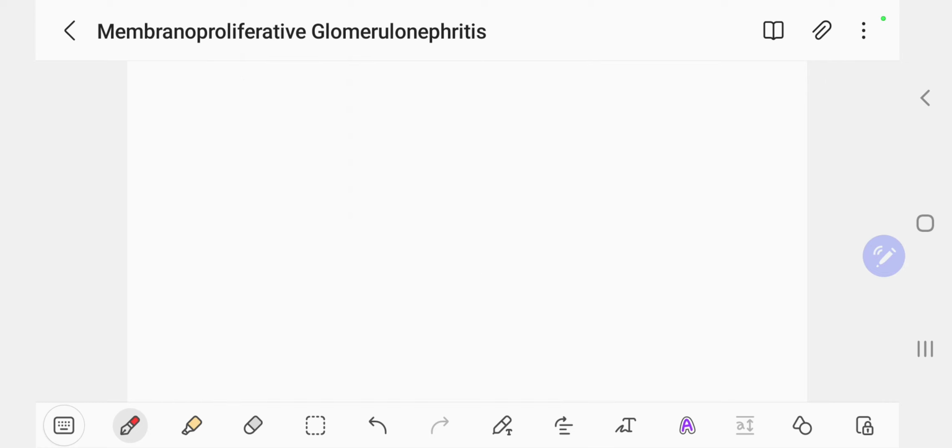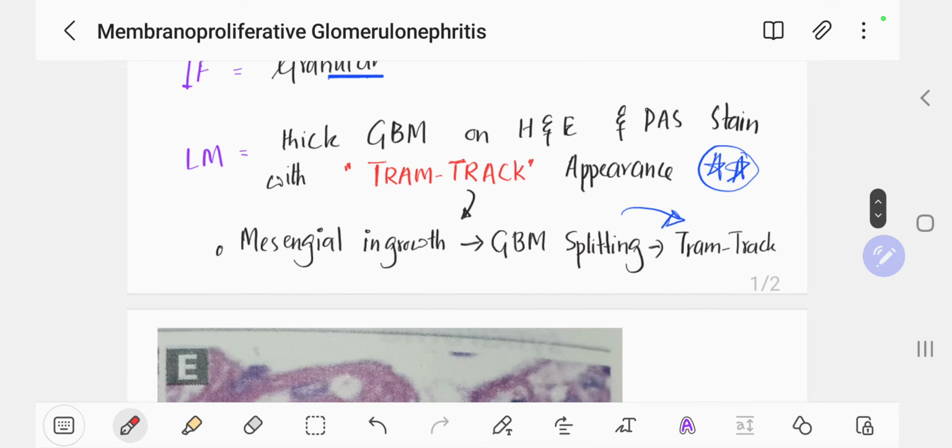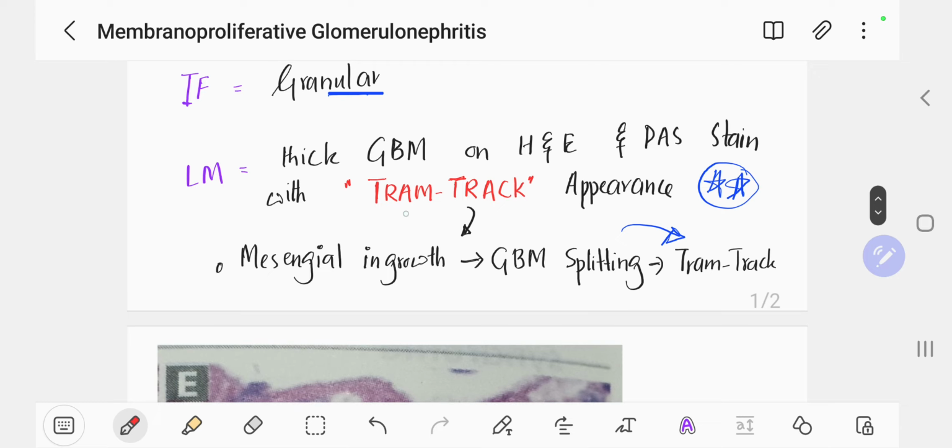So, okay, we have to differentiate membranous proliferative glomerulonephritis from membranous nephropathy. So, this is the membranous nephropathy. This is the membranous proliferative glomerulonephritis. Remember one thing here: how the tram track is formed. This is actually the proliferation of mesangial cells. So remember, from the name proliferative, there will be a proliferation of mesangium which leads to the splitting of the glomerular basement membrane, so it will form the tram track appearance.